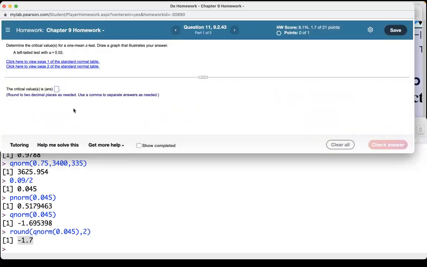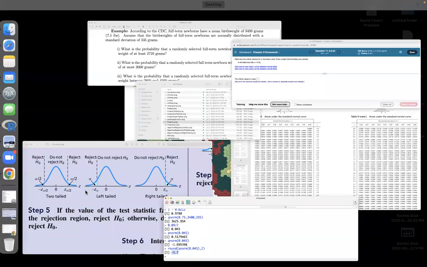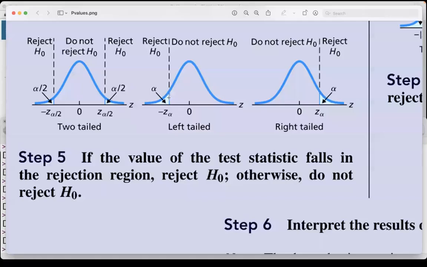If I were to have a left-tailed or a right-tailed test, we'd have to do this slightly differently. For a one-tailed test, what you do is you do not split the area in 2. If it's left-tailed, you just want the area to be alpha. If it's right-tailed, you want the area to be alpha, right? You just don't split it in 2.